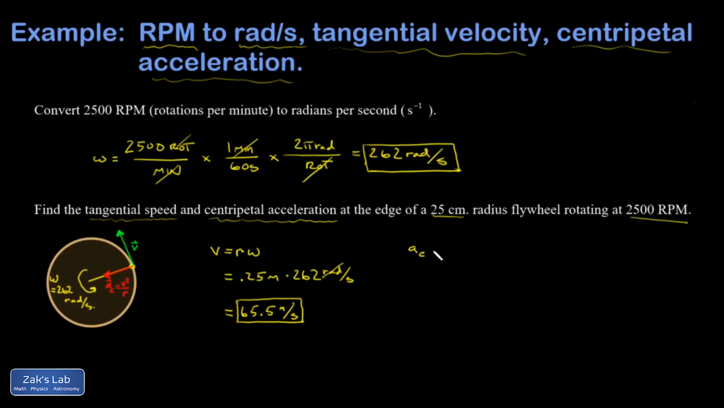Let's have a_c. It's v squared over r, and that's 65.5 meters per second, all squared, divided by 0.25. I'll just round to 3 sig figs, and I get 17,200 meters per second squared.